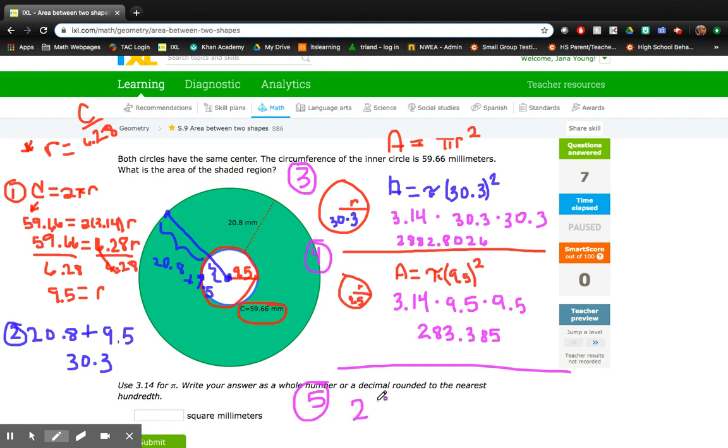So we're going to take 2882.026, and we're going to subtract 283.385, and we're going to get some number. Let's see what it is.